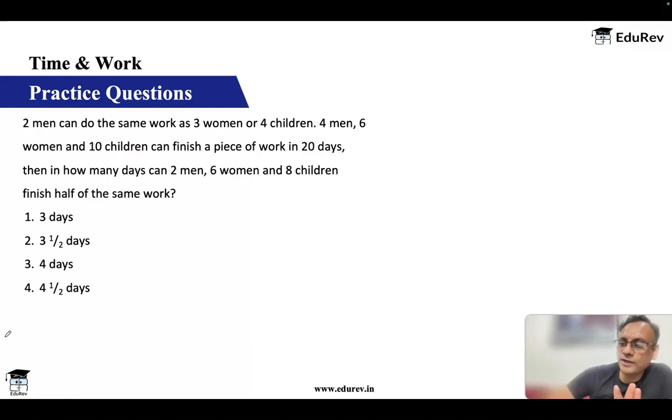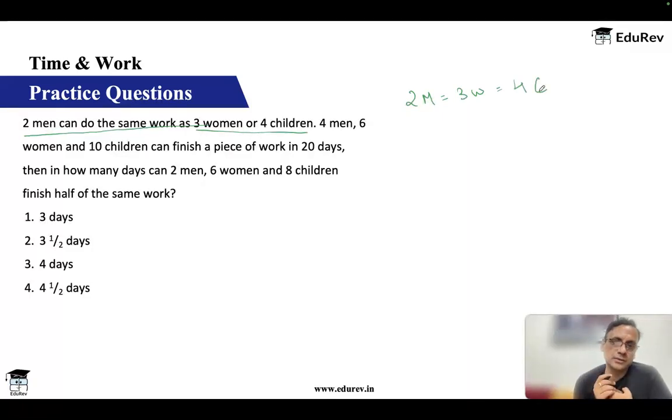So far we had assumed that everyone working has the same efficiency. The efficiency concept will be introduced in the next class, but what I mean is that everyone does the same amount of work. All men work equally. Now we introduce the concept of different people doing different amounts of work. So 2 men can do the same work as 3 women or 4 children. Though child labor is not allowed, just for this question's sake, we will take it. So 2 men in terms of work done is equal to 3 women, which is equal to 4 children.